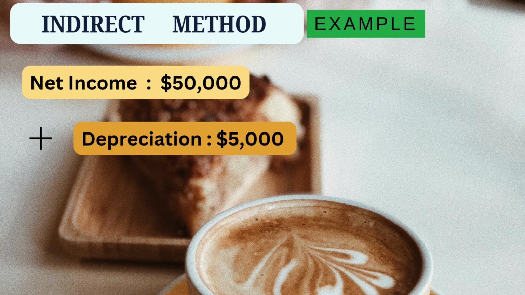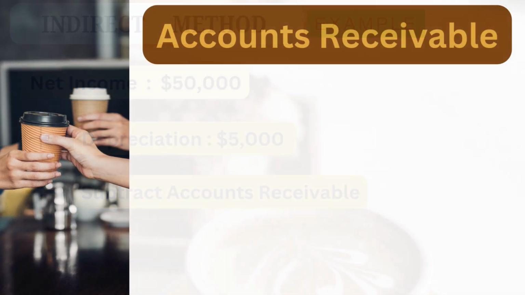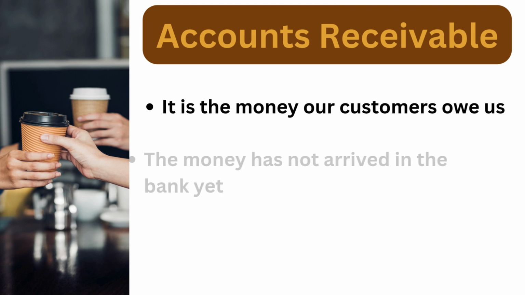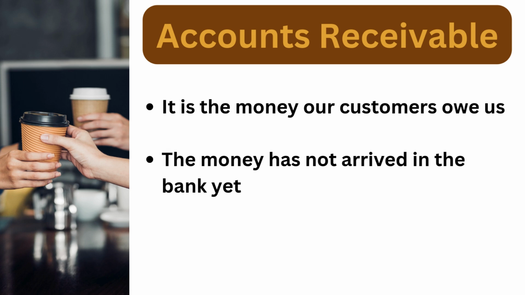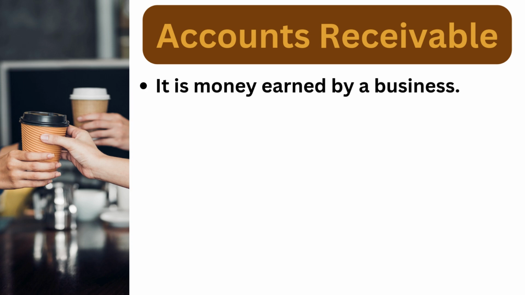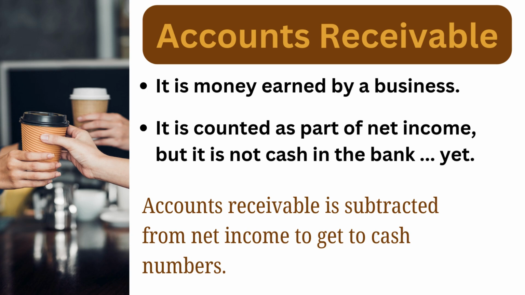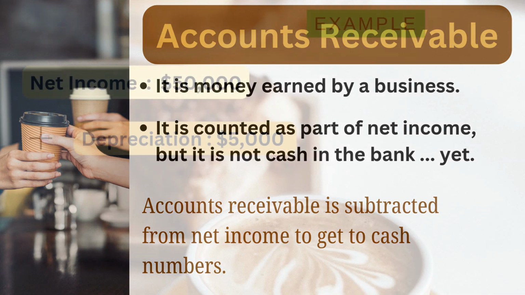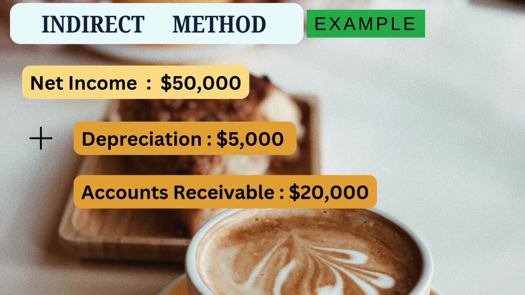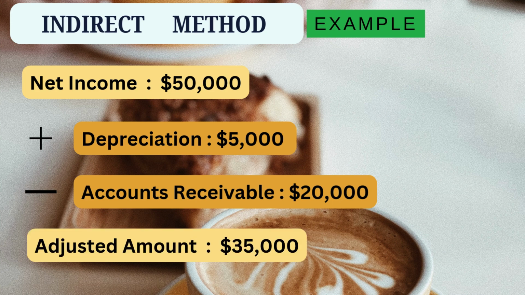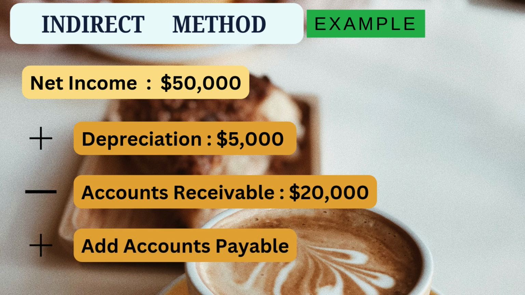The next adjustment is to subtract accounts receivable. This is money our customers owe to us, and it has not arrived in our bank yet. Accounts receivable are counted as part of net income, as this is money that the business has earned. However, this is not available as real cash yet. Therefore, it needs to be removed from net income to get closer to real cash numbers. Let's say we had accounts receivable of $20,000. This will be subtracted out of net income. Now our new adjusted number is $35,000.